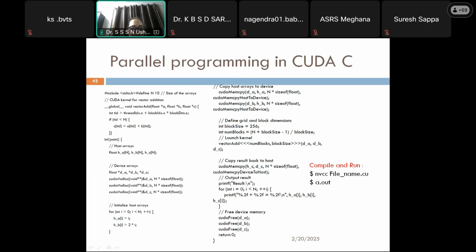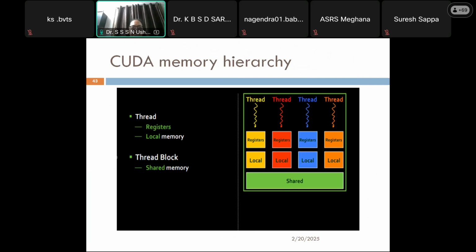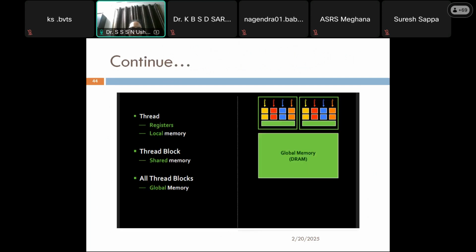There is one CUDA program here, the vector addition program. Before going to this vector addition, I would like to show a small program first. We have seen the CUDA memory hierarchy, right? Shared memory, local cache, registers. These are the threads that can be close to the registers. Here you can see the global memory, DRAM, and here the thread blocks.